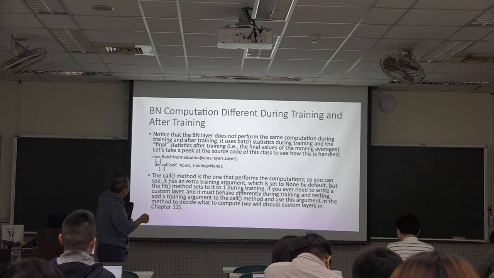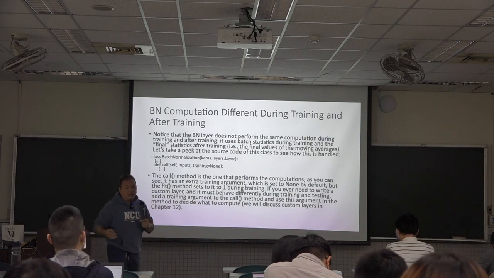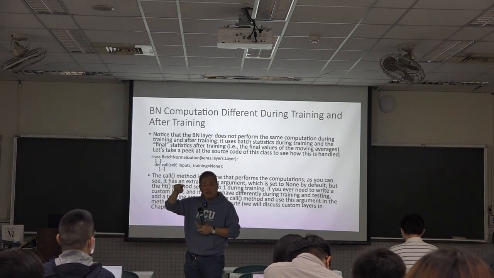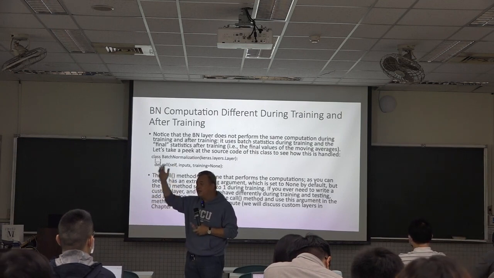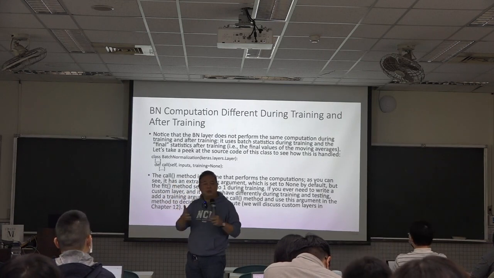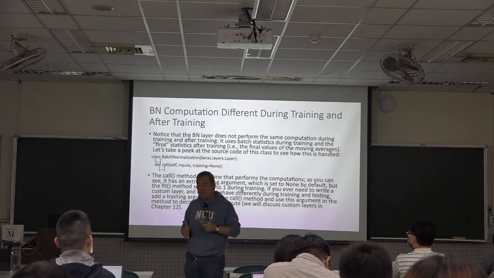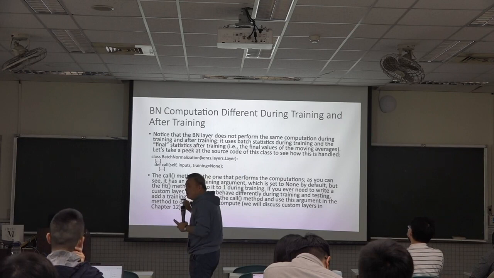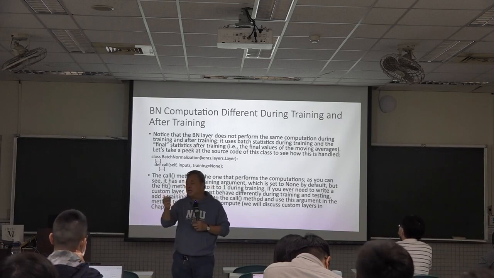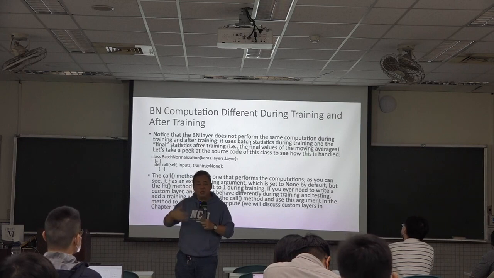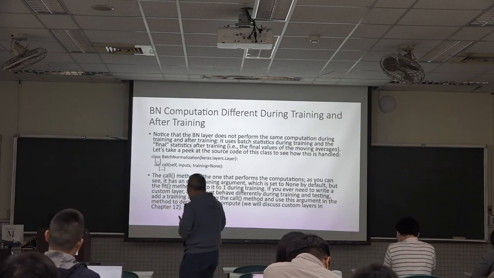So batch normalization is able to do different jobs during training and after training, as I said. Because during training it is going to compute the mean and standard deviation for each batch, right? And also it's going to do the exponential moving average estimation for the average and the standard deviation for the whole population. Remember? It's going to do all these things during training. But after training, it is going to use the estimated average and standard deviation for the whole population to do the inference. So how does it achieve that?